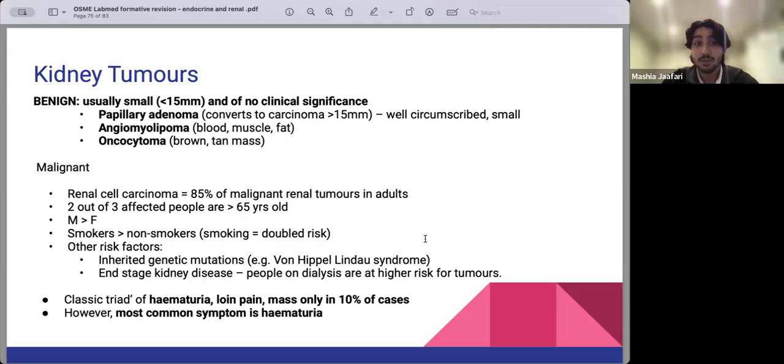Renal cell carcinoma is the most common malignant tumor of the kidney. Smoking is the main risk factor, and you can also get inherited mutations. So von Hippel-Lindau can cause renal cell carcinoma. The triad you usually see is hematuria, loin pain, and a mass. So if you see someone with hematuria and pain in the loins, your differentials should be: could it be a renal stone, or is it renal cell carcinoma?